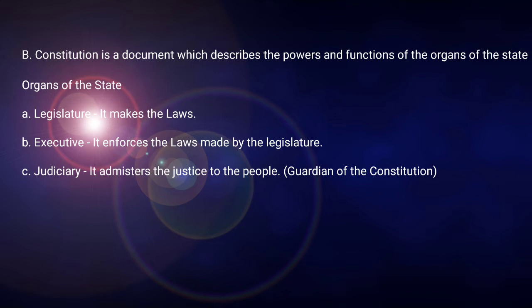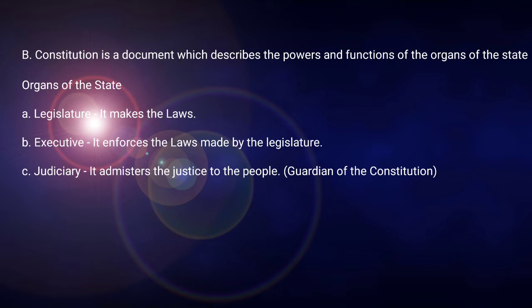If we understand the functions of these organs, then the legislature will make laws and the executive will implement those laws and the judiciary will administer justice to the people, and also it is the guardian of the Constitution. So if any law is against the Constitution, then the Supreme Court will immediately strike down that law, stating it as unconstitutional.